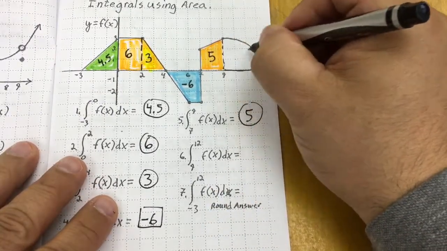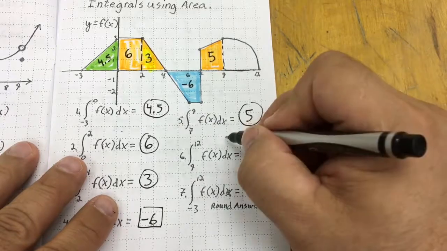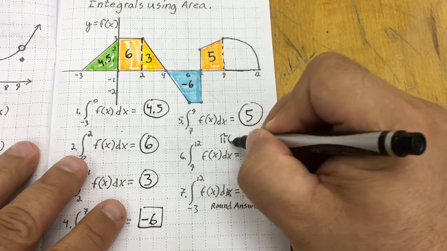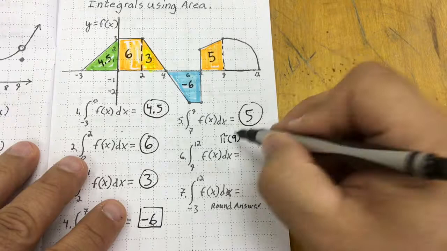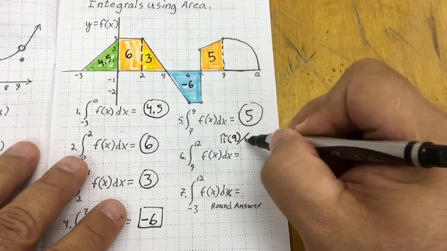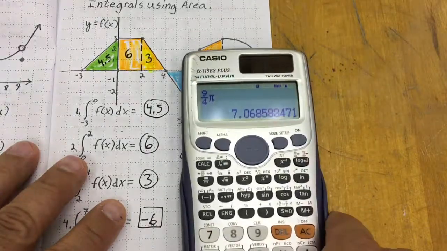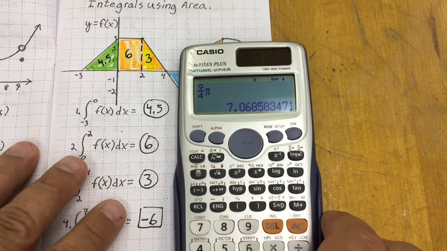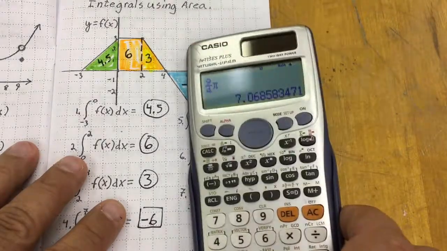So that means my radius is going to be 3. So pi r squared, that's going to give me pi times 3 squared, which is 9. But I have to divide that by 4 because it's a quarter circle. Now, if I type 9 pi over 4 into my calculator, I get 7.06. So I'm going to say 7.1.